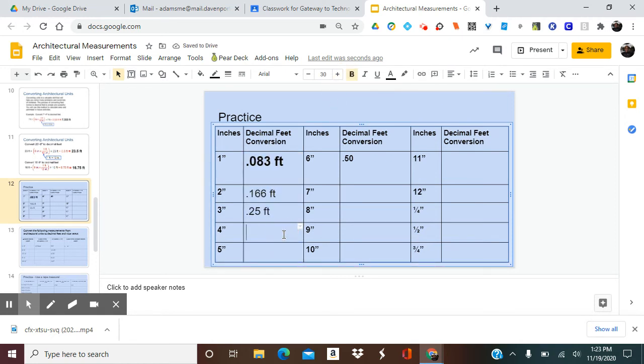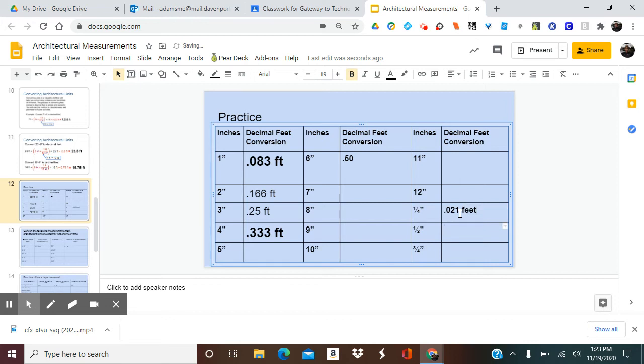okay? 4 divided by 12, 0.333 feet, right? So doing that, and then 1/4 of an inch, remember I said 1/4 of an inch is 0.25, so 0.25 divided by 12 is 0.021 if we round up.